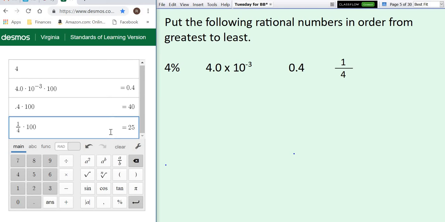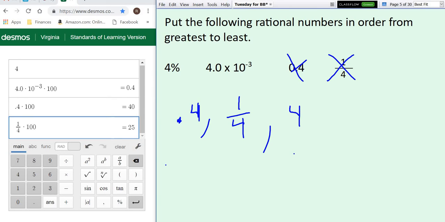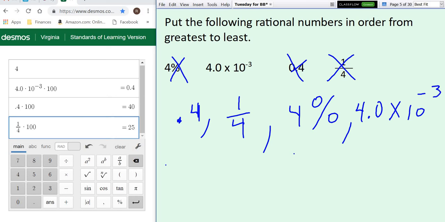And then I'm going to look at it and decide which one is the biggest number. 4%, 0.4%, 40%, or 25%. Well, of course, it's 40%. So that goes first. Okay, so we've used that one. After 40%, the next largest is 25%, which is the 1/4. And we've used that. The next largest would be 4%. And then finally 0.4%, which is 4.0 times 10 to the -3.